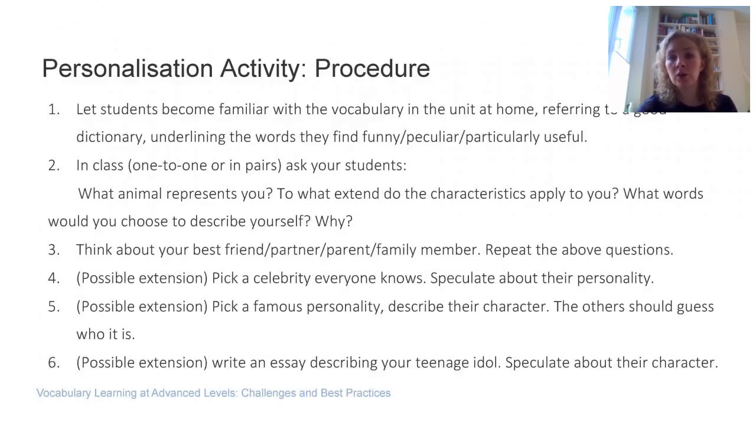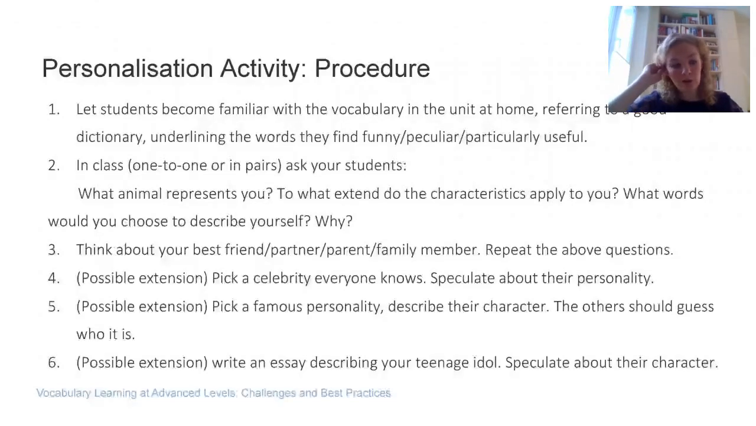This is also a nice moment where you can either revise or introduce the language of speculation. I think he must be a very charming person because blah blah blah. He seems to be very garrulous because he talks a lot and makes a lot of jokes, and so on. So a lot of this language of speculation can be fed in this activity. Right, this is a personalization activity.